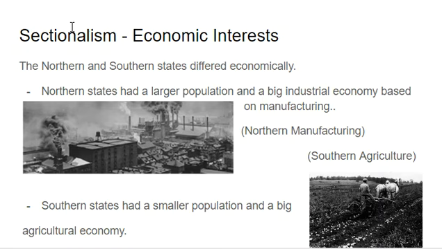And the first thing about sectionalism is we're going to talk about economic interest. And the northern and southern states differed economically. And economically is just how they make money. Northern states had a larger population and a big industrial economy based on manufacturing. So lots of people live in the north, and this photo right here is an example of manufacturing.